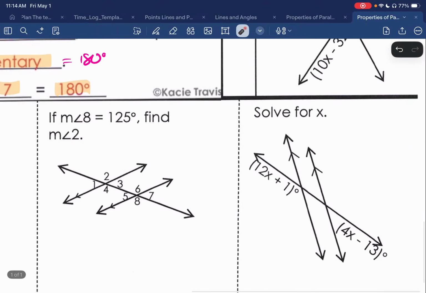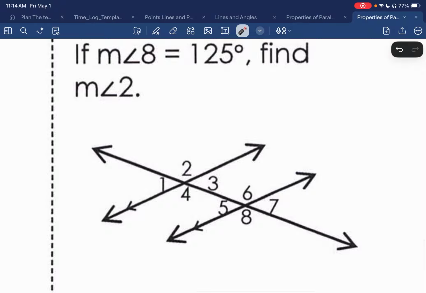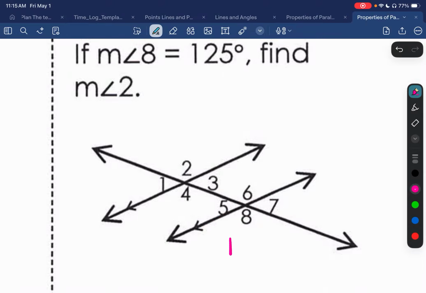All right, I think we're good on that one. Sorry, right here, 125. Let's do this real quick. Measurement of angle 8. Here's measurement of angle 8. That is 125. Bam, bam, bam. All right, cool. Measurement of angle 2. This one here and here.